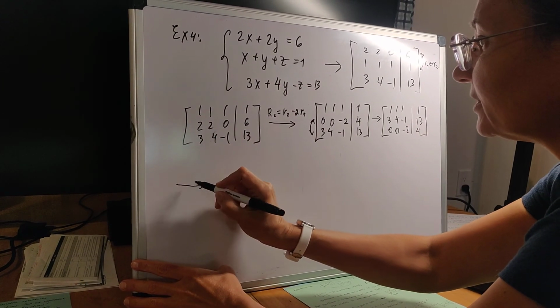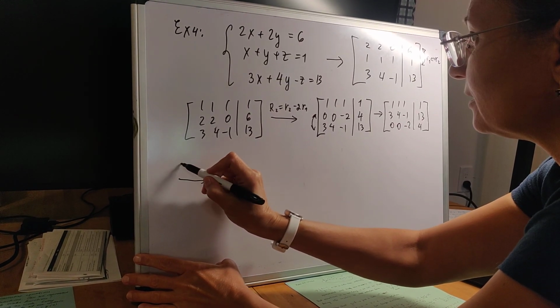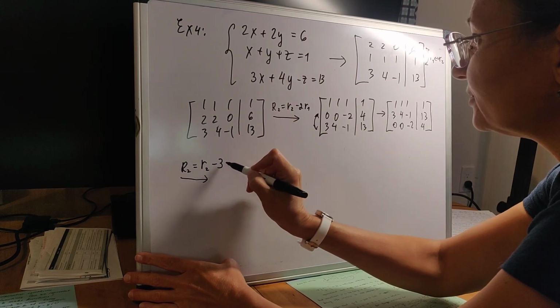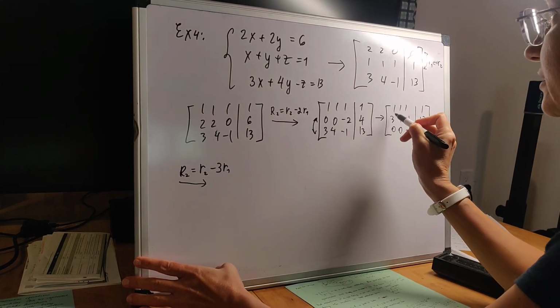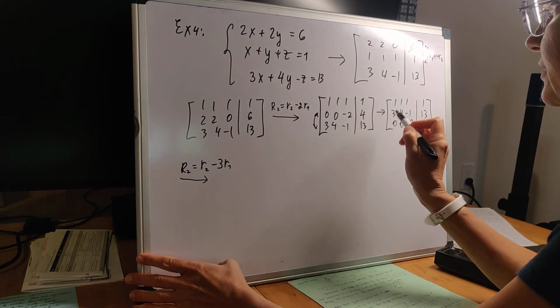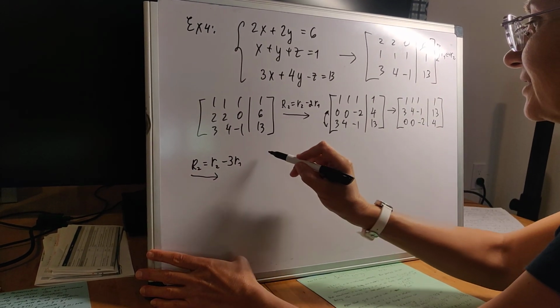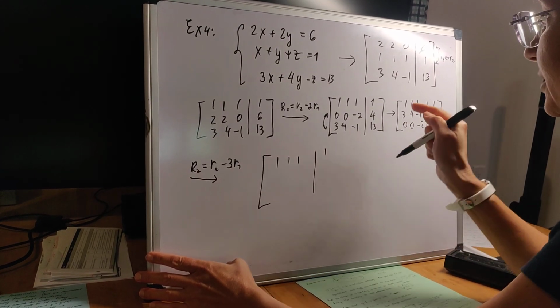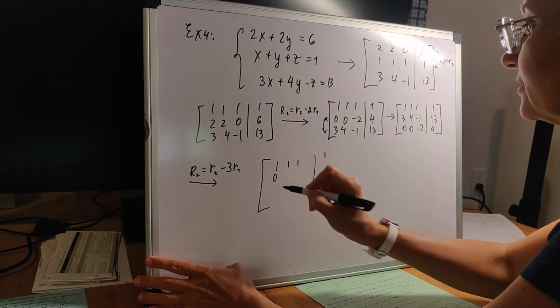Now, what is going to be my next step? I'm going to take row number 2 and subtract from it 3 row number 1. It's very nice when you have 1 over here, because you multiply by something nice, natural numbers. 1, 1, 1. So I multiply 1 by 3 and subtract it, I'm going to get 0.